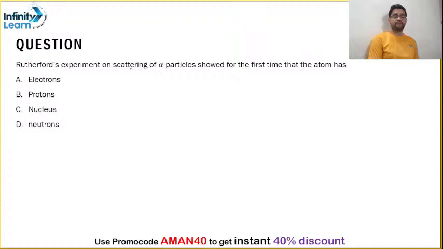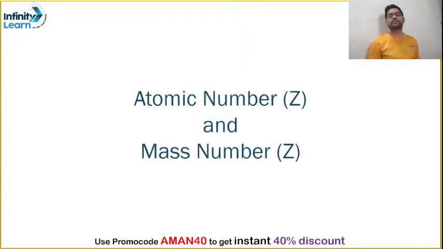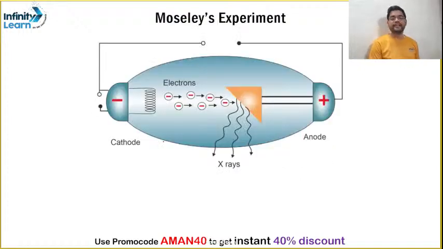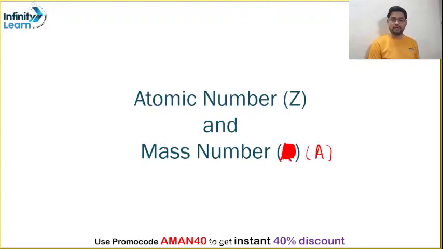Next, Rutherford experiment on scattering of alpha particles shows for the first time that the atom has a nucleus. Got it? Next we'll talk about atomic number and atomic mass number. This is mass number A. Atomic number and atomic mass number A. Okay, so any element, atomic number and atomic mass number.